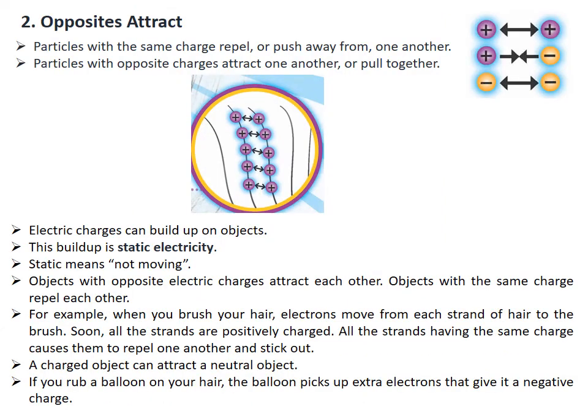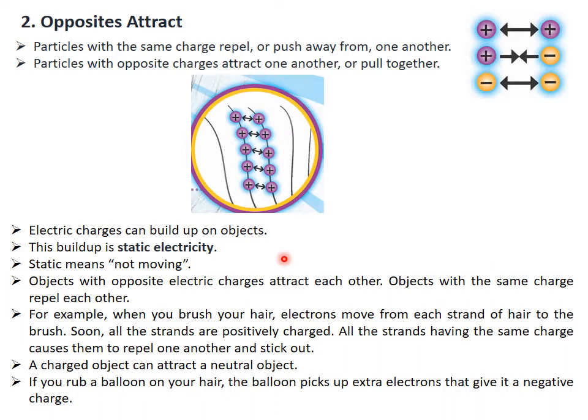Now, let us discover how do opposites attract. Let's look at this picture. Particles with the same charge repel or push away from one another. Particles with opposite charges attract one another or pull together. We have to know that electric charges can build up on objects. This build-up is called static electricity.